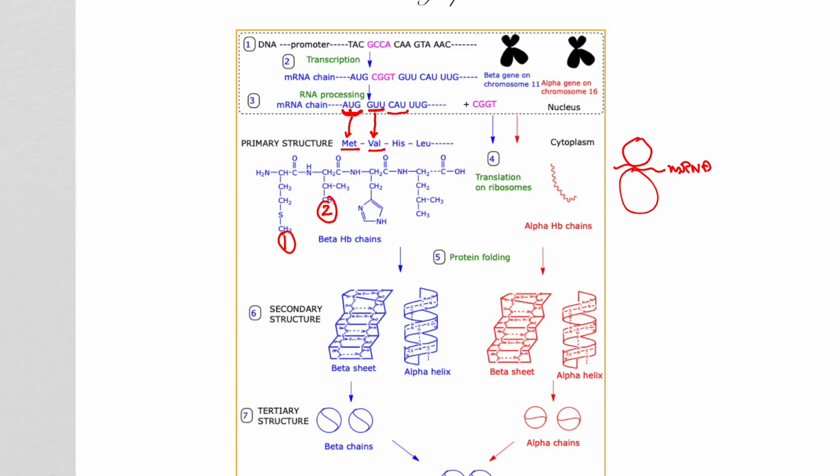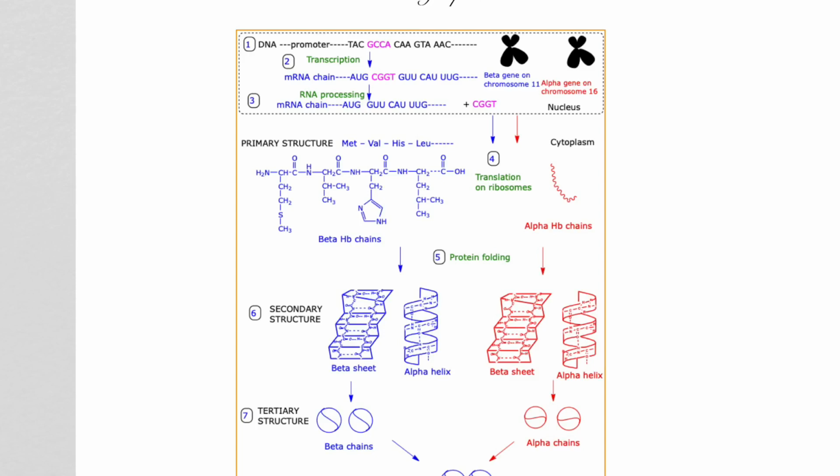CAU specifies histidine. So amino acid number 3 is histidine. UUG specifies leucine. Amino acid number 4 is leucine. And so on and so on. The beta chain gets translated. This is translation, because we are converting nucleotide language into amino acid language.